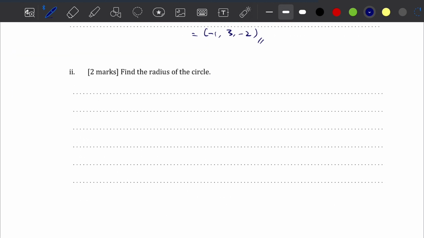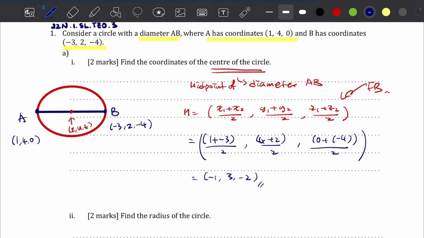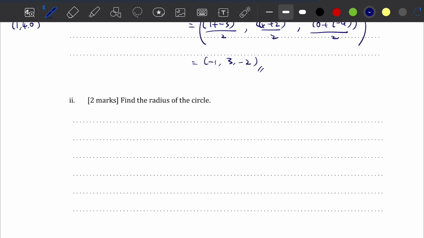Question B, we need to find the radius of the circle. Actually this is the question A, part 2. So we need to find the radius of the circle. We know diameter AB's coordinates, right? Points A and B. So what we need to do is first calculate the length of the diameter AB, and we need to divide that by 2 to calculate the radius of the circle.